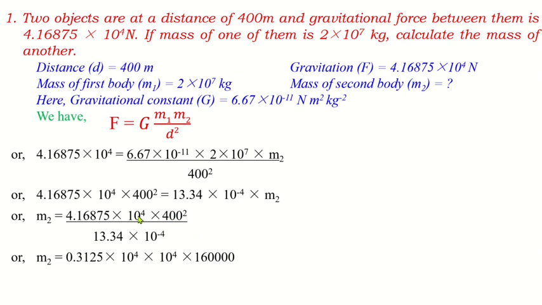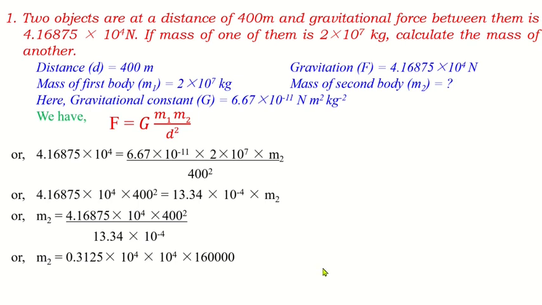10 to the power 4 is present in the numerator, and in the denominator we have minus 4. If the same is taken to the numerator, it becomes 10 to the power 4. And 400 squared means 4 4s are 16, and how many zeros? We can write 4 zeros because there are 2 zeros here and it is squared.